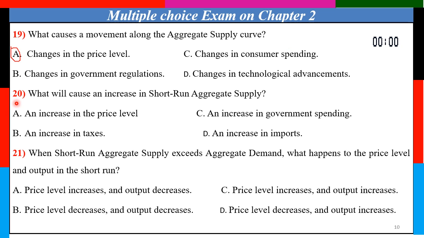Question number 20. What will cause an increase in short-run aggregate supply? A. An increase in the price level. B. An increase in tax. C. An increase in government spending. D. An increase in imports. A is the answer.